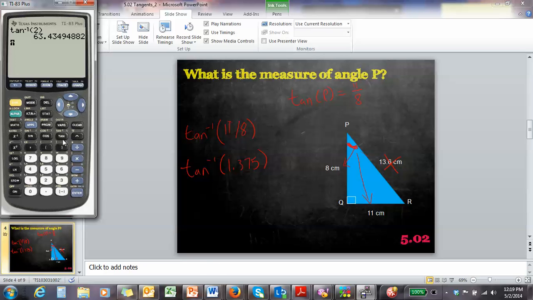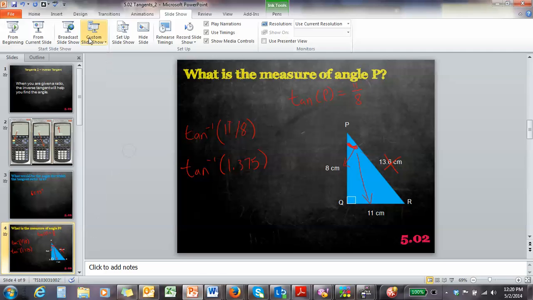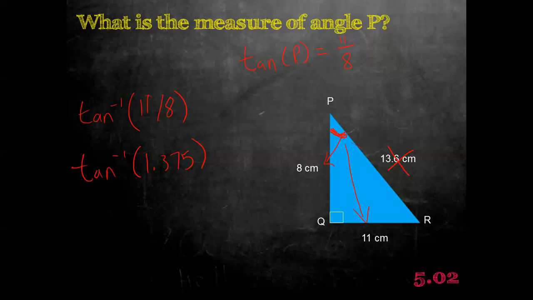So here I put inverse tangent, and we can put 11 over 8. That's 53.9, which we'll go ahead and round up to 54. So we'll say angle P is 54 degrees. Or if you were to put the decimal in there, 1.375, I'm going to end up with the exact same answer because 11 over 8 is exactly 1.375. There's no more decimals after that. So if you look, you get the same exact answer. Either one is fine. You can use either one. So angle P then is going to be 54 degrees.